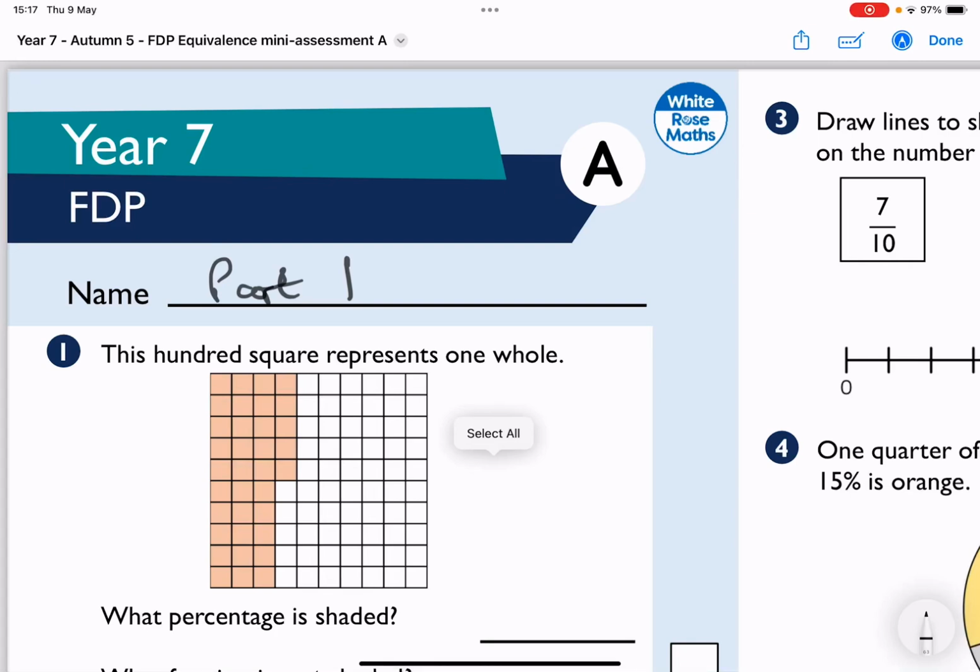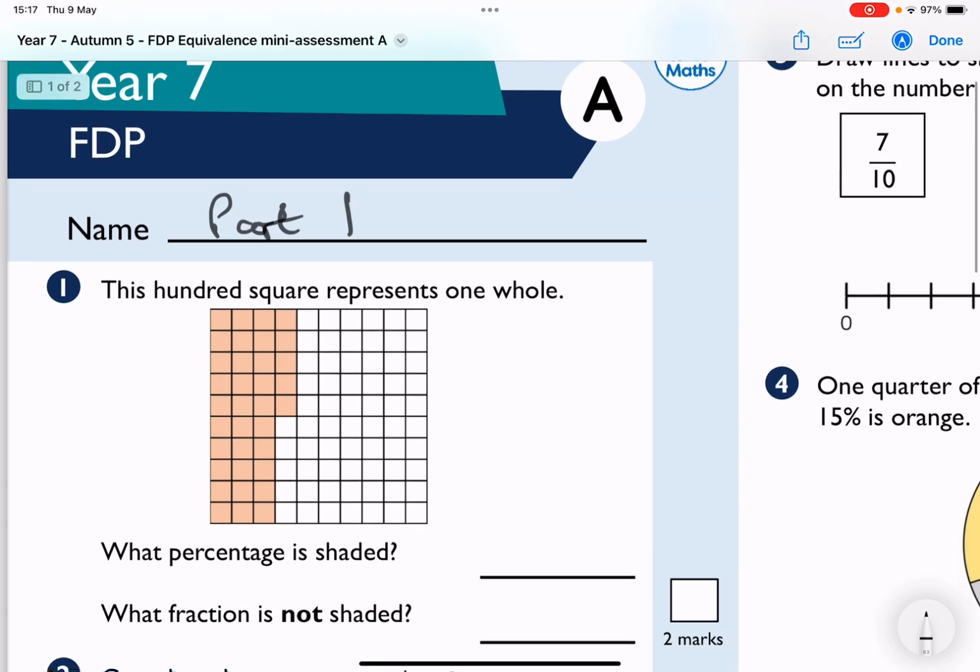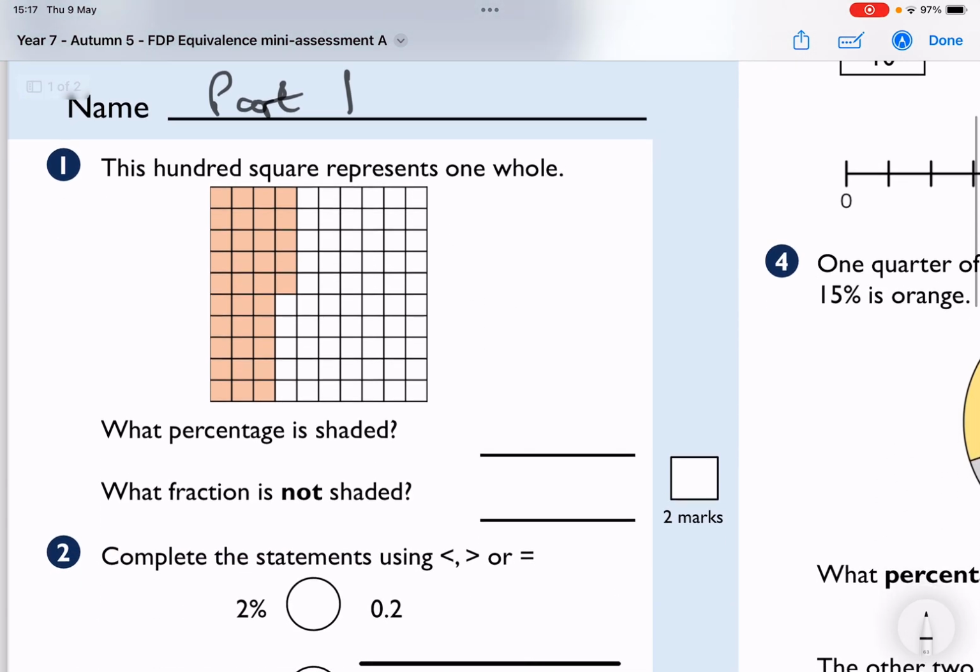Okay, next topic for year 7 is FDP, which is actually fractions, decimals, percentages. This is part 1. This 100 square represents one whole. So as soon as I get 100, I'm thinking about percentage. The 'cent' part means 100, 'per' means divide. So what percentage is shaded?